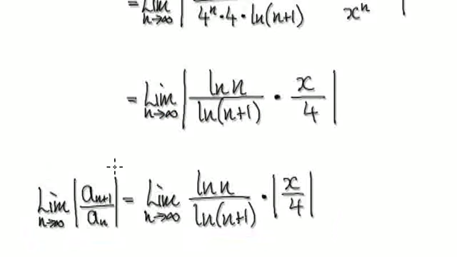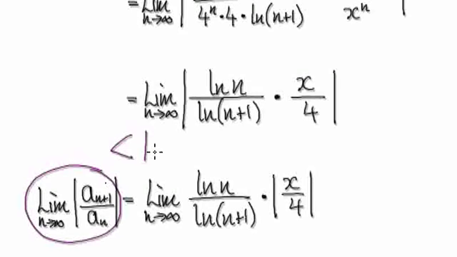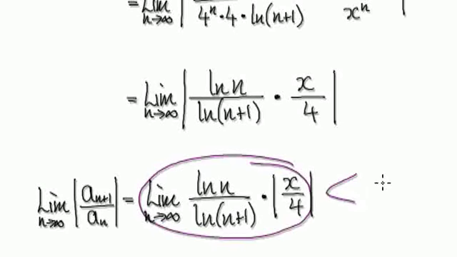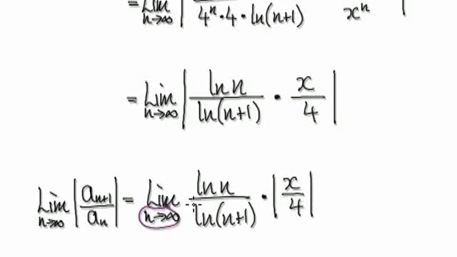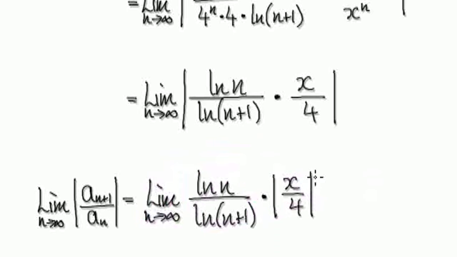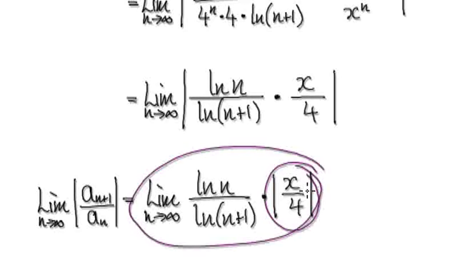Now, when it comes to the ratio test, for convergence, we require this to be strictly less than 1. But as n heads towards infinity, you can see that this thing here will head towards 1. So if you're trying to make this whole thing less than 1 for convergence, just concentrate on making this part less than 1. The minute this is less than 1, then the whole thing will automatically be less than 1.